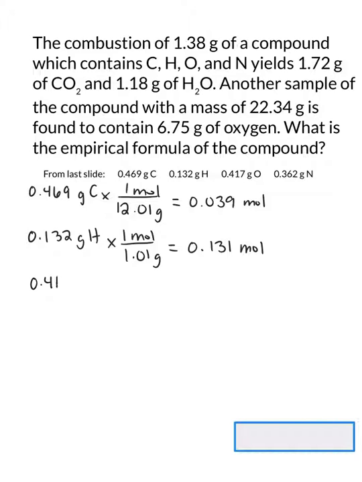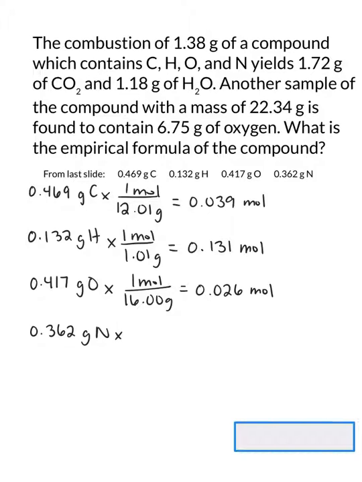Next up is oxygen. I've got 0.417 grams of oxygen. Molar mass is 16 grams per mole. So I've got 0.026 moles of oxygen. And last we've got our nitrogen. So I've got 0.362 grams of nitrogen. Molar mass of nitrogen is 14.01 grams per mole. And that also gives me 0.026 moles. So the smallest number here is that 0.026.